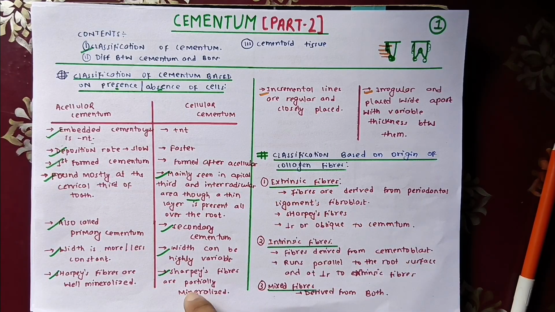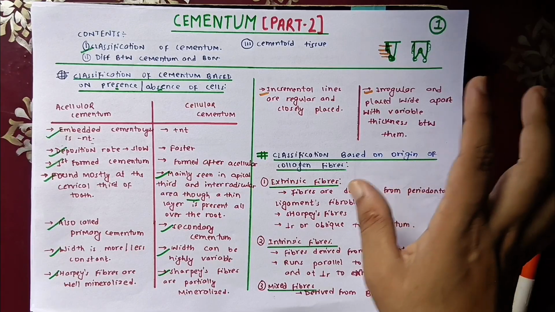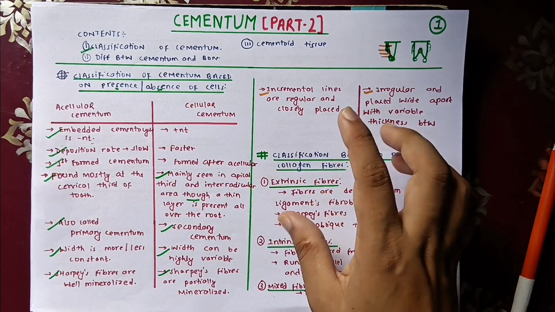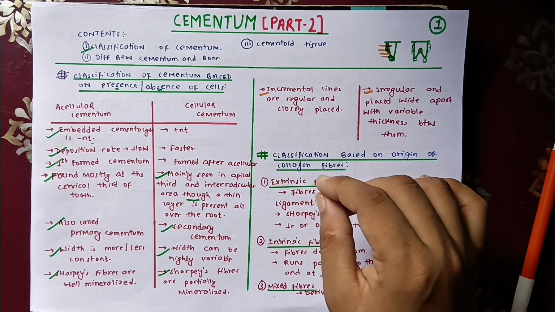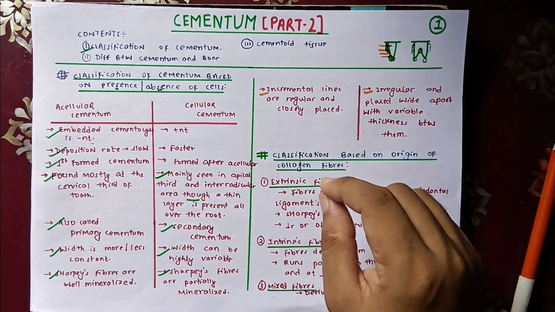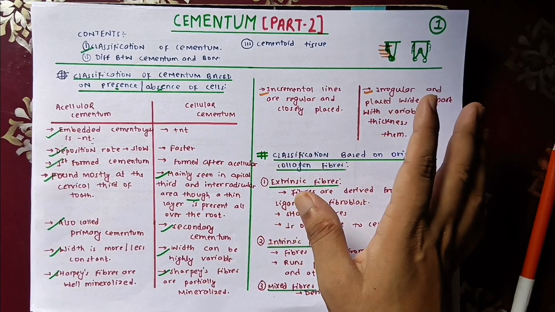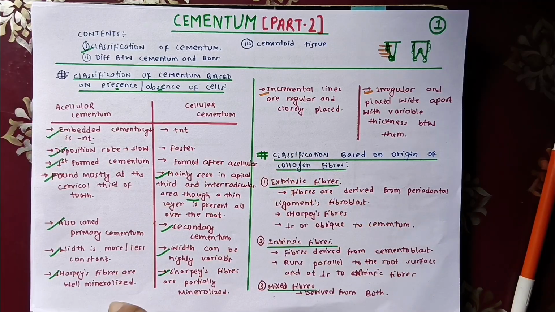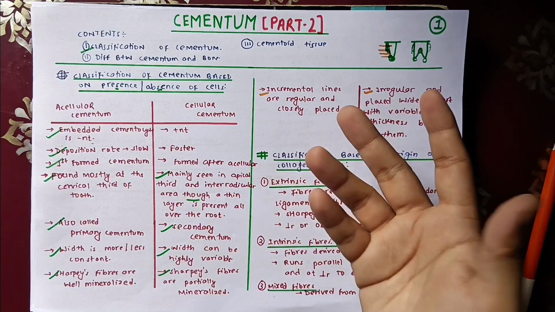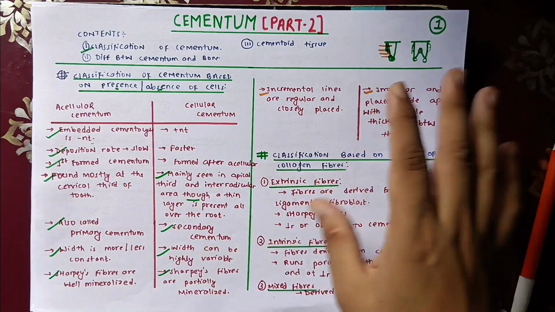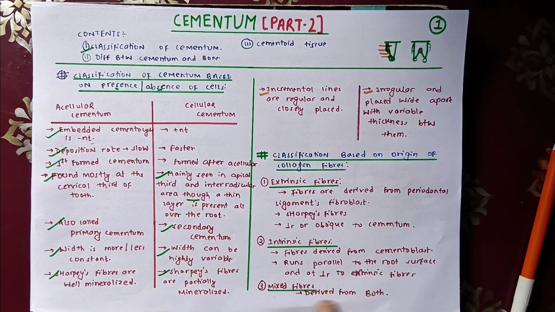So how to remember this point? I'll just tell you a technique. In acellular cementum there is an absence of cells, so there are no cells. There are just minerals, just a matrix and the minerals, so you can remember it that way. The surface fiber is also present in acellular cementum, so it must be mineralized. So you can remember it that way. You should link every point.